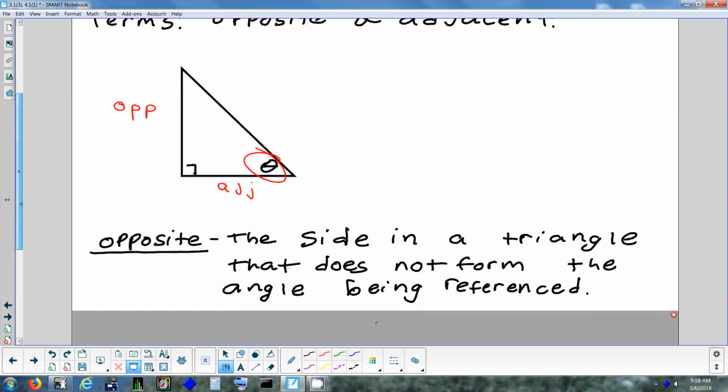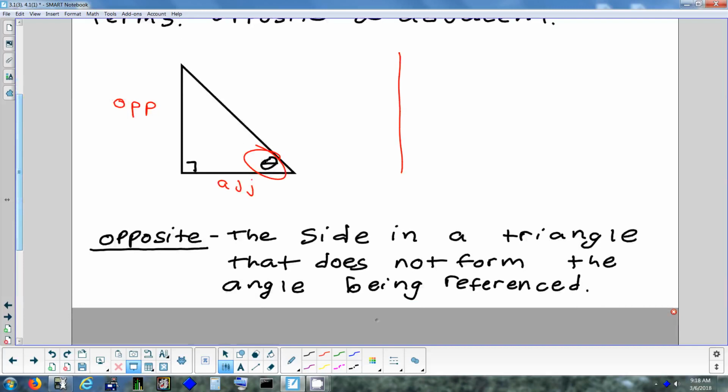If I draw the same triangle again, and now I'm referencing the angle at the top. Now the top is my perspective. Pretend like you're standing where the angle is, and you're looking out. Opposite is the side that's farthest away. Adjacent is the side that's right next to the angle.